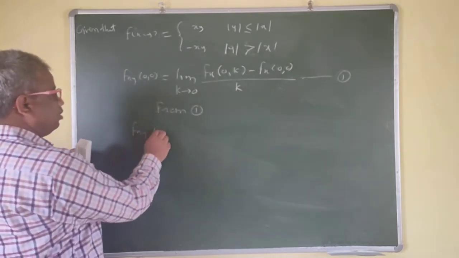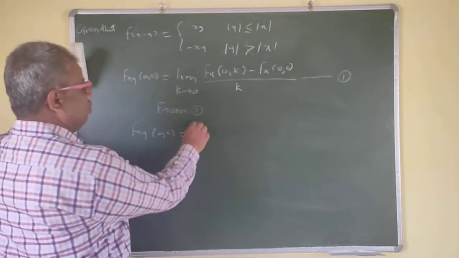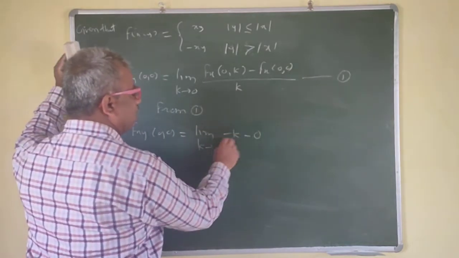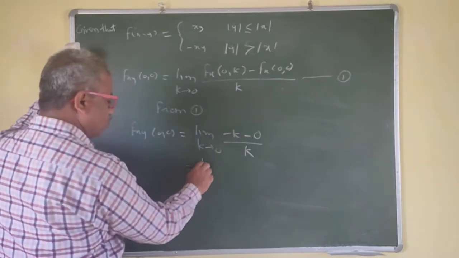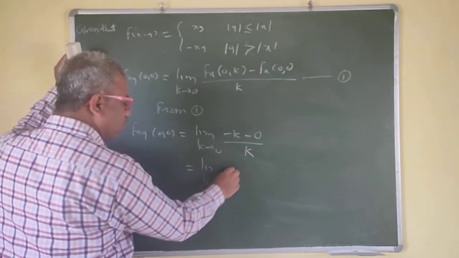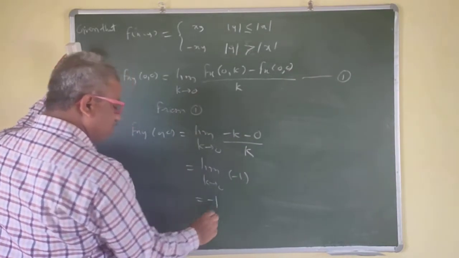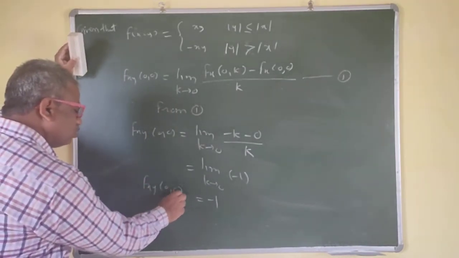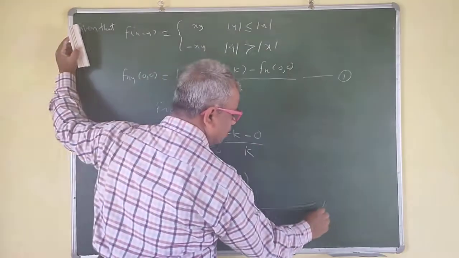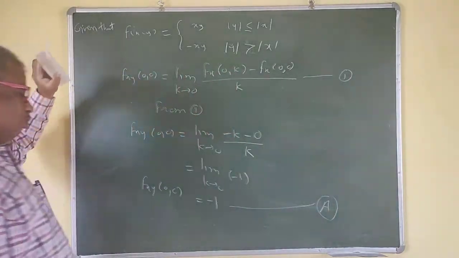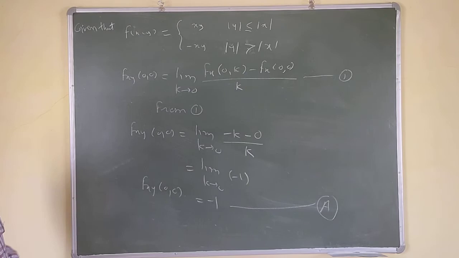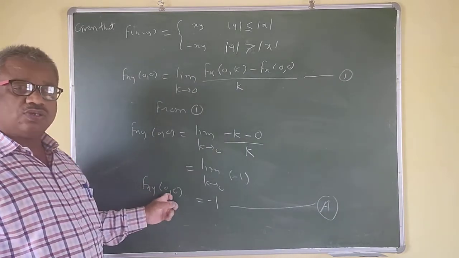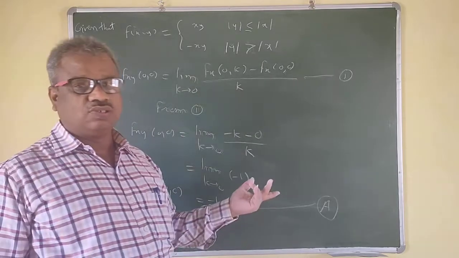From 1, f_xy(0,0) is equal to limit as k tends to 0 of minus k minus 0 upon k. So this is limit as k tends to 0 of minus 1, and the limit of a constant is the constant. So your f_xy(0,0) is equal to minus 1. We'll call this a. Now we want to show that f_xy(0,0) is not equal to f_yx(0,0).